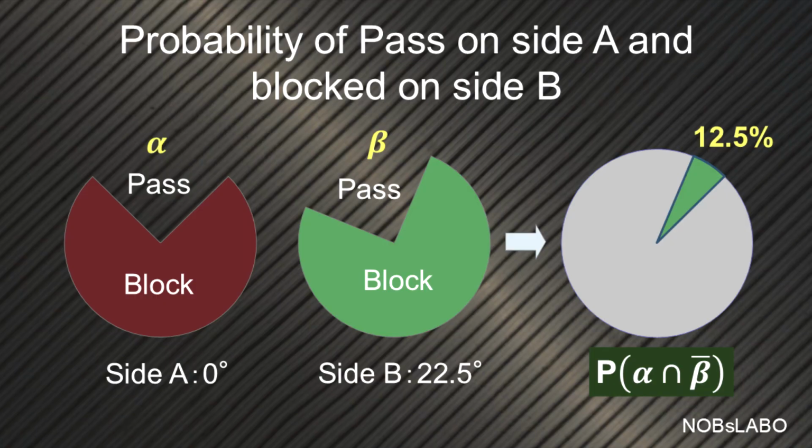In the first example, if the filter on side A is set to 0 degrees and the filter on side B is set to 22.5 degrees, the area of photons that pass side A and are blocked by side B will be the green part in the diagram on the right. The total angle of the photons entering the filter is 180 degrees, so in this classical model the probability is 22.5 divided by 180 equals 12.5%. If we call the 0-degree filter pass alpha and the 22.5-degree filter pass beta, then this probability is written as p alpha intersection beta bar.